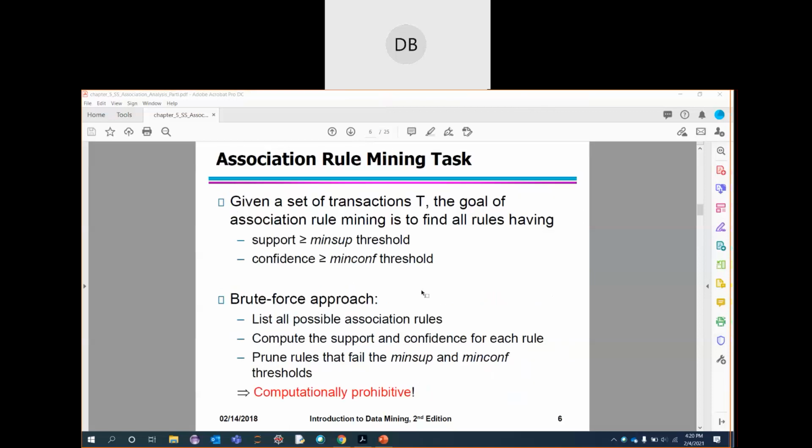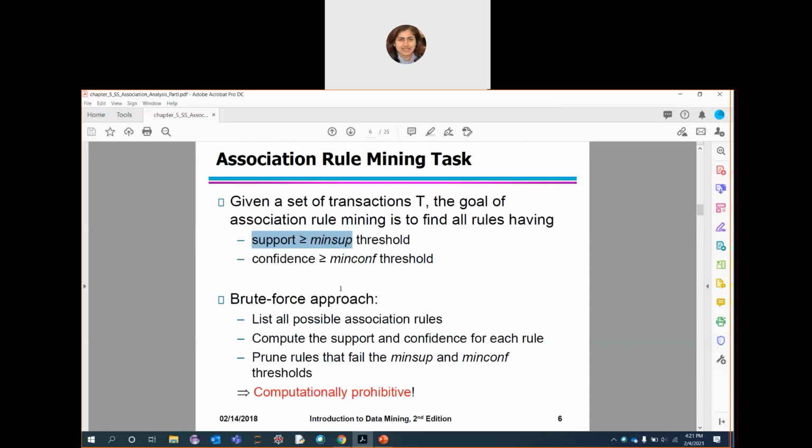Okay, so now the association rule mining task. This one I have already explained: the min support and min confidence thresholds. For a given set of transactions T, we need to find the rules with support greater than or equal to min sup and confidence greater than or equal to min conf. These are the thresholds, and they will be assumed.